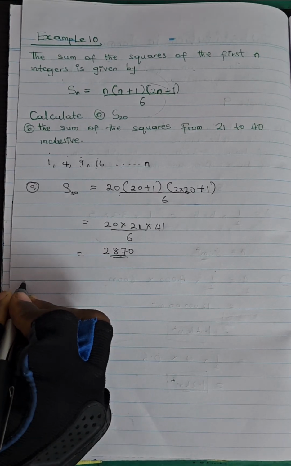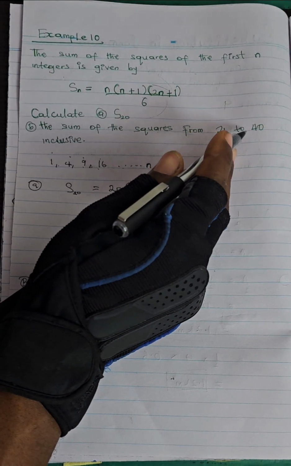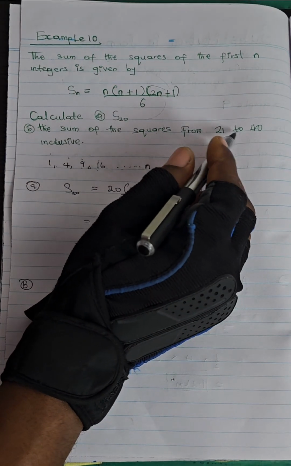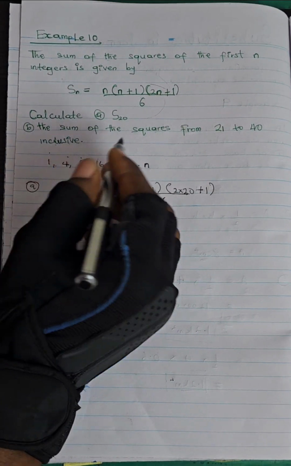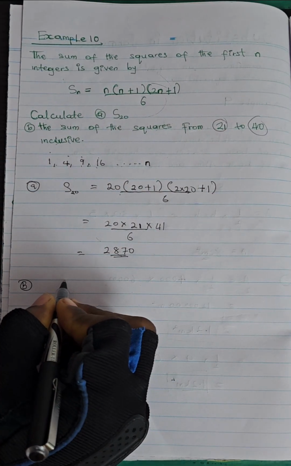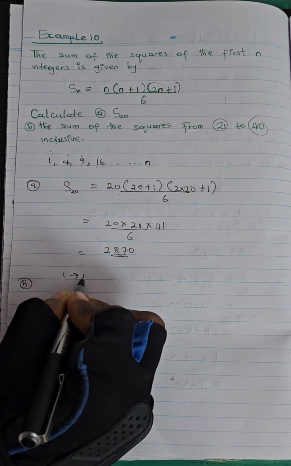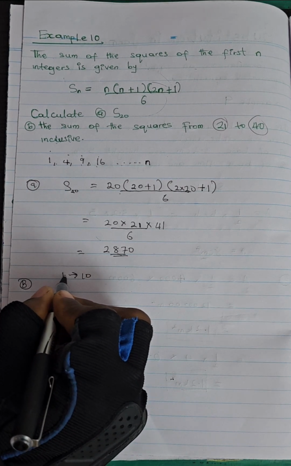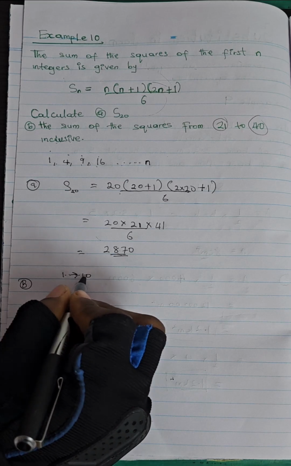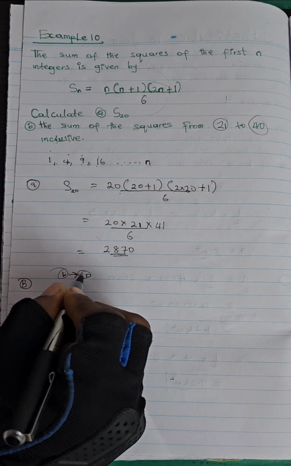So let's go to the B part of it. The B part says the sum of the squares from 21 to 40 inclusive. When you are dealing with a number, you are being given a range and you have the word inclusive, it means those two ends of the range are also included. When somebody tells you to look for something between 1 to 10, between means from 2 to 9. But if we are told from 1 to 10 inclusive, you now know you are actually checking from 1 to 10.